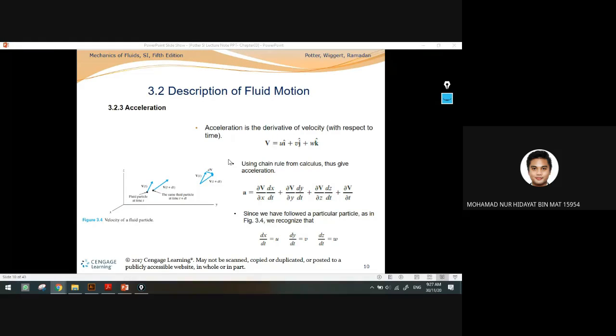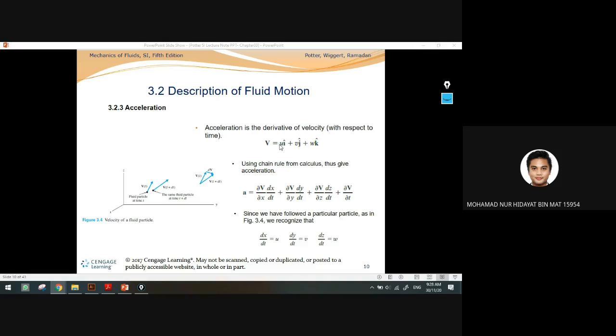All right, so we have learned that in the velocity vector, we have I, J, and K components. I is in the X direction, J in the Y direction, K in the Z direction. From here, U refers to velocity in the X direction, V is velocity in the Y direction, and W is velocity in the Z direction. Combining them together, the velocity vector is equal to Ui plus Vj plus Wk.